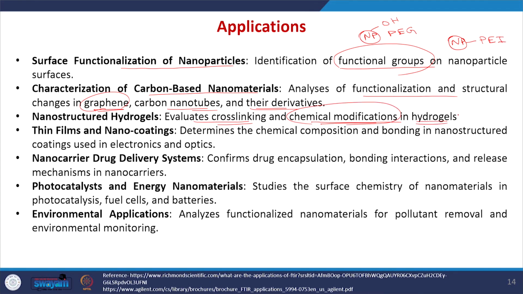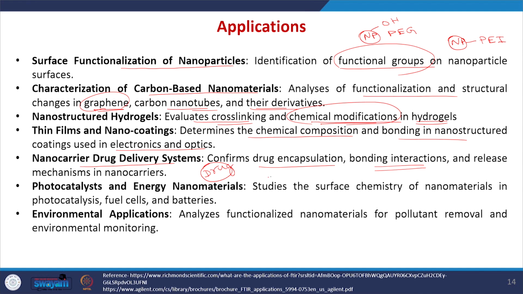That can be analyzed using FTIR, and FTIR can also be useful for understanding thin films and nano coatings. It will determine the chemical composition and bonding in the nanostructure coatings, which we are mainly using for electronics and optics applications. And this can also be useful for nano carrier drug delivery systems. It will be useful to confirm the drug encapsulation and also the bonding interaction and release mechanism in the nano carriers. For example, if the drug is encapsulated inside the nanoparticle, we can measure the chemical modification and the structure modification using FTIR.